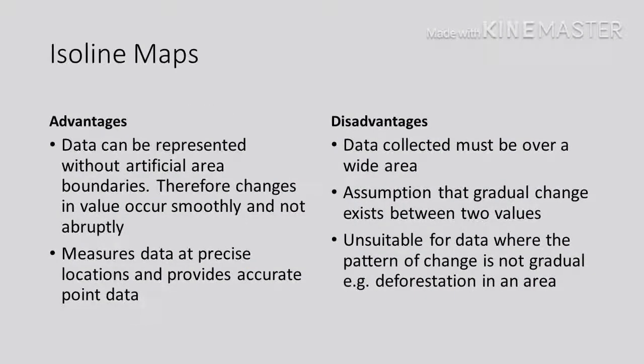Some advantages of using isoline maps include data being represented without artificial area boundaries, so it allows for a smooth gradation of data, and it also measures data at precise locations and provides accurate point data.